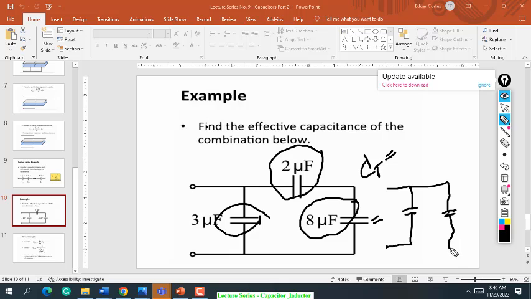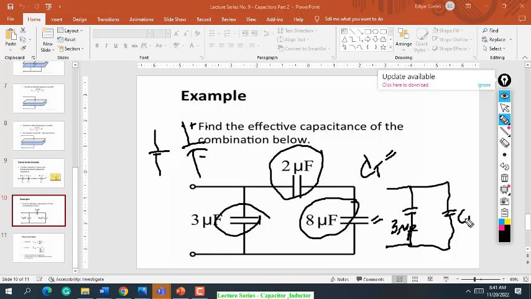By the way class, a capacitor can have polarity, like a polarized capacitor, so there is a positive and a negative. This is the positive and this is the negative. But in this example, it is not polarized, so it can be connected either way. So the resultant would be 3 microfarad, okay? And this is the CT.